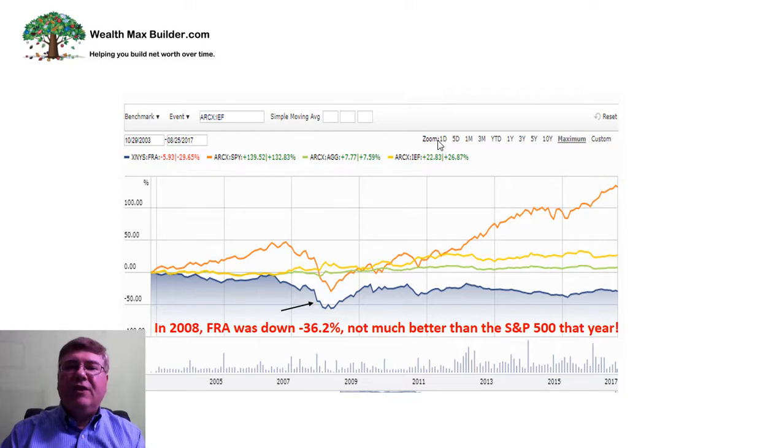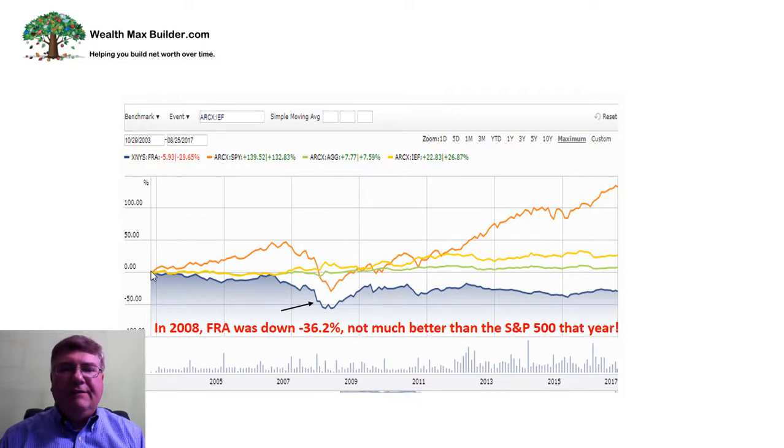So here we have a chart from Morningstar again, showing the floating rate fund, ticker symbol FRA. As we notice in 2008 during the bear market, FRA was down 36.2%, which isn't much better than the S&P 500. Actually, it was very close to the S&P 500, which was also down by 36-point-something% that year.